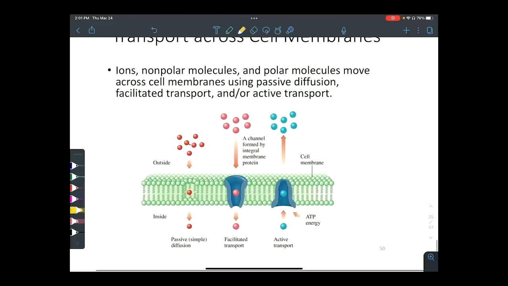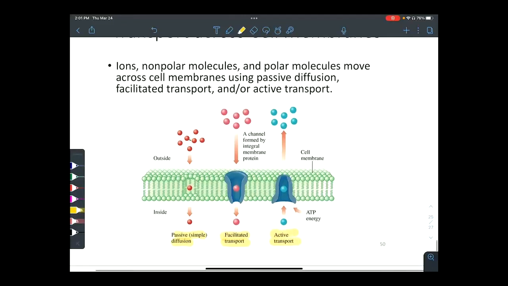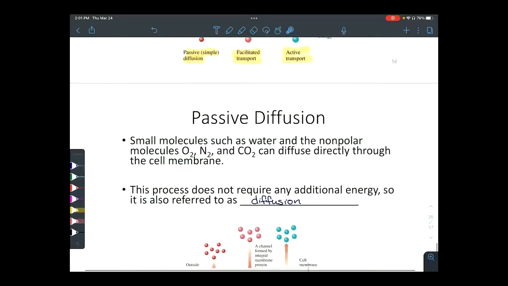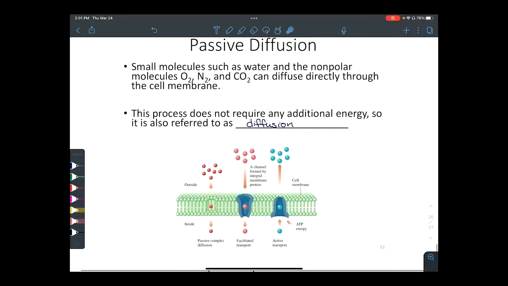We call them passive diffusion, which is really just regular diffusion; another is called facilitated transport, and the last one is active transport. I'll go into the details of all of these. The first one, passive diffusion, is for really small molecules. Typically, they're nonpolar. These really small molecules can just pass right through the phospholipid bilayer. It can just wriggle its way in through that bilayer.